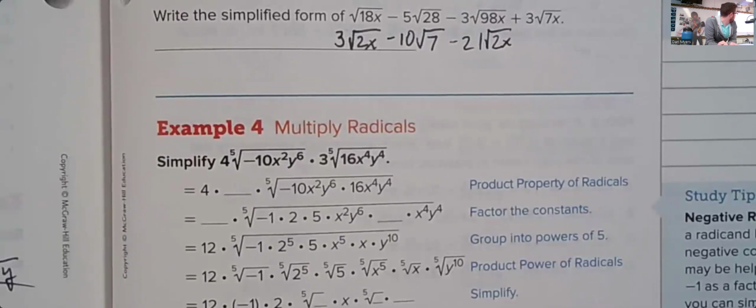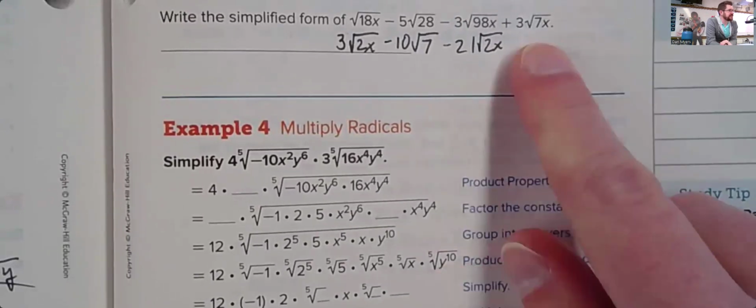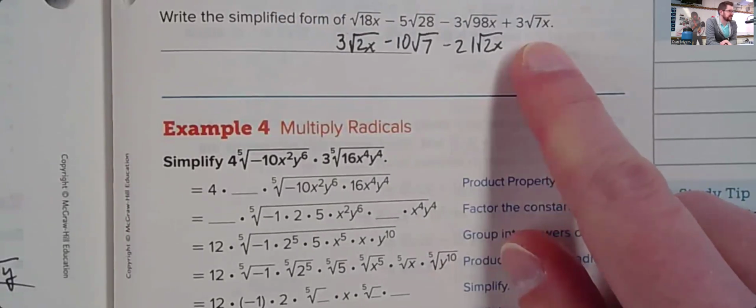And then here we're going to have plus 3 root 7x, because 7 is not a perfect square, and it also doesn't have any perfect square factors. So we're going to say plus 3 root 7x. Okay.